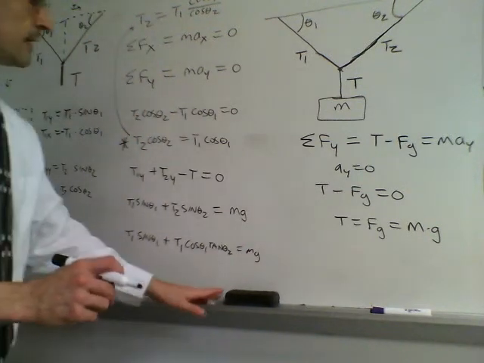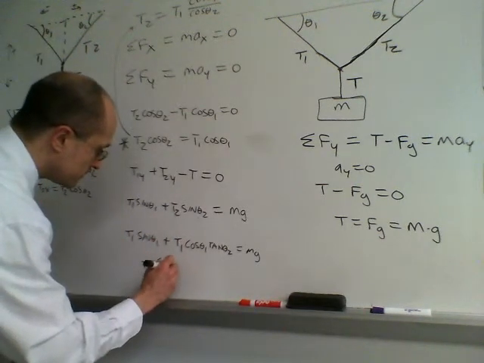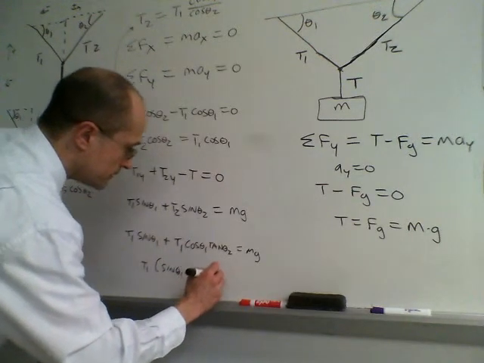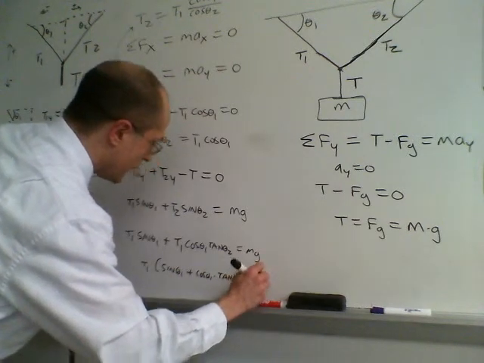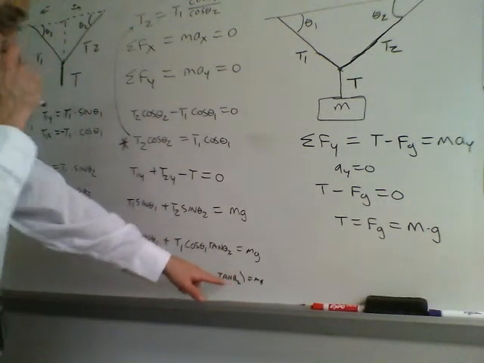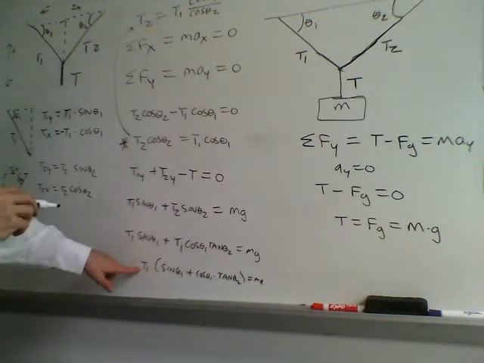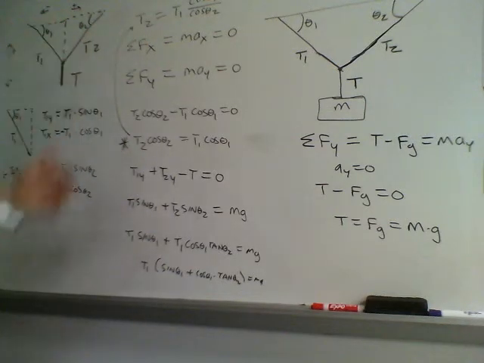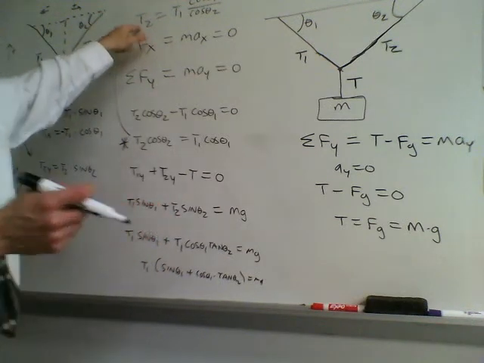Now, if we were looking to get T1, we can factor out a T1, and then you have this ugly thing of sine theta 1 plus cosine theta 1 times tan of theta 2 equals mg. And then you could move this and divide by mg to get T1. I know that's not real pretty. Once you have your T1, you can plug it back into here, you get T2, and you now know your tension here, you know your tension here, and you know your tension here.